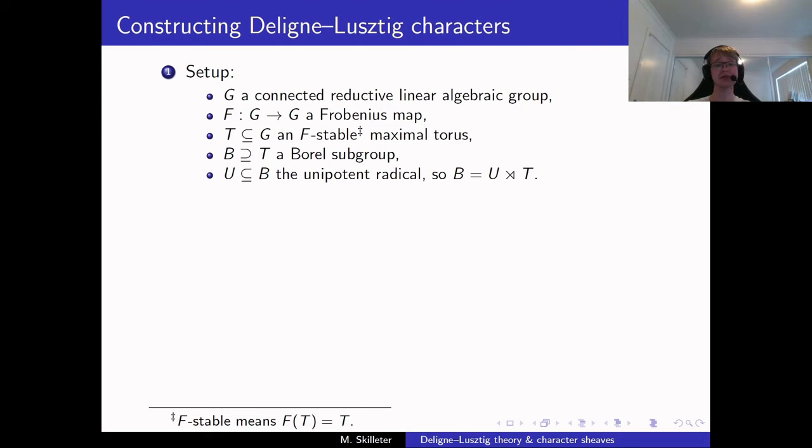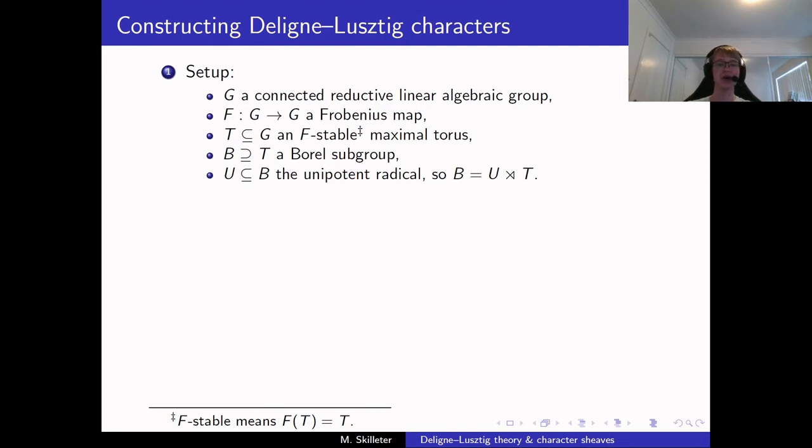So G is a connected reductive linear algebraic group. Think G is GL_N(F_p bar). F is a Frobenius endomorphism of G. T is an F-stable maximal torus, so F-stable just means F(T) equals T. B is a Borel subgroup containing T. Think upper triangular matrices containing diagonal matrices. And U is the unipotent radical of B. Think upper triangular matrices with ones on the diagonal. We saw in that particular case that B is a semi-direct product of U and T. And that's actually still true in general.